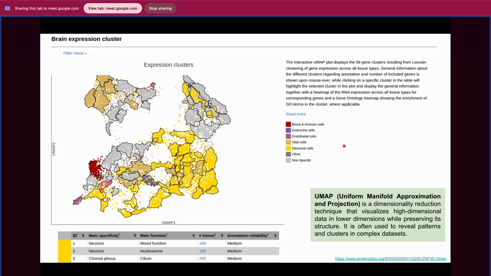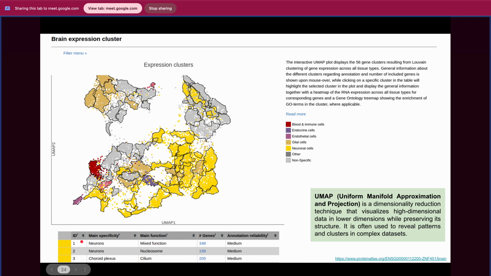UMAP stands for Uniform Manifold Approximation and Projection, and it is a dimensionality reduction technique which is simply used to represent high dimensional data in low dimensions while preserving its structure. In this case, they will only capture those genes which are varying among different cell types or different regions. In that way, the specific genes have been mentioned.